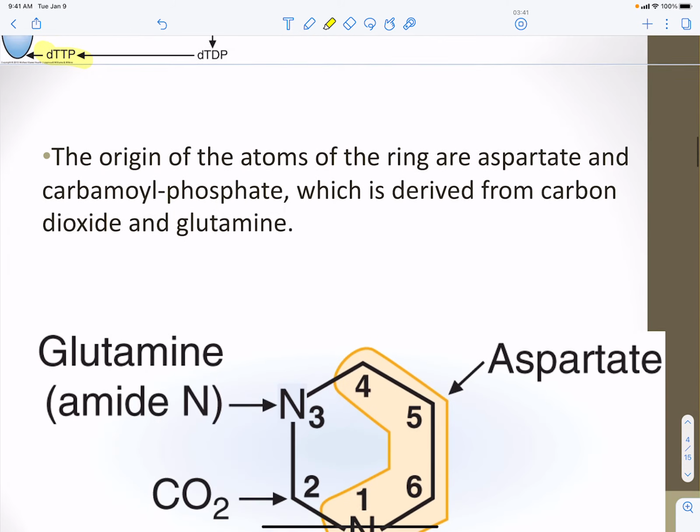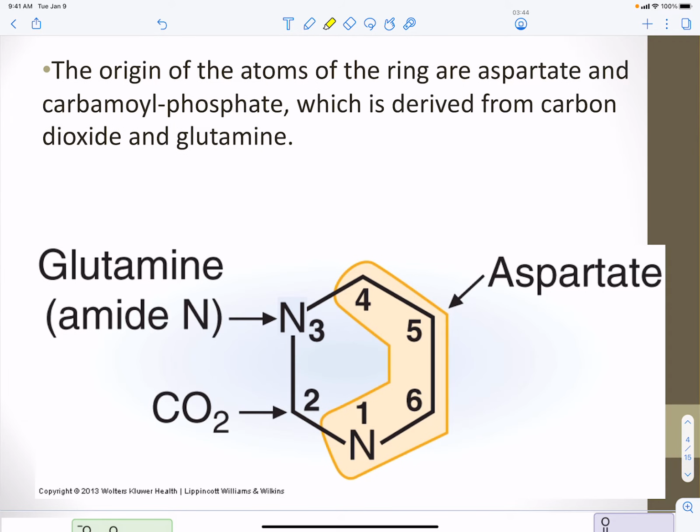Okay, so the pyrimidine ring is going to be made by a full aspartate molecule. It's also going to be part of the carbamoyl phosphate, which was derived from, if you remember, carbon dioxide and glutamine. So you have the N from glutamine and you have the carbon from carbon dioxide. And that's basically a pyrimidine ring.